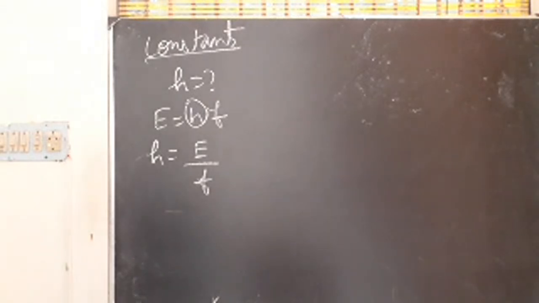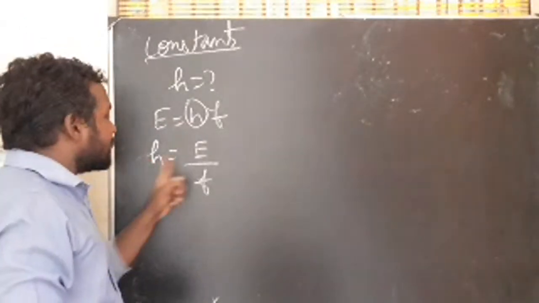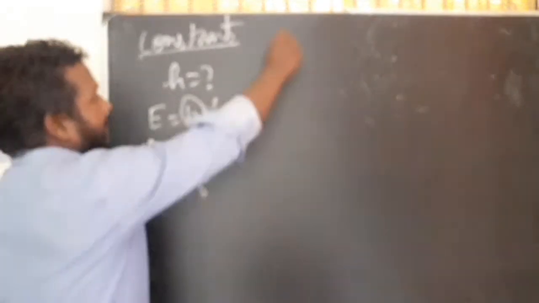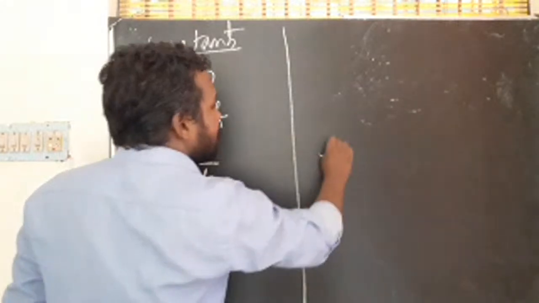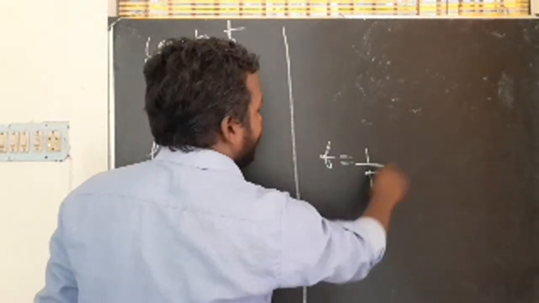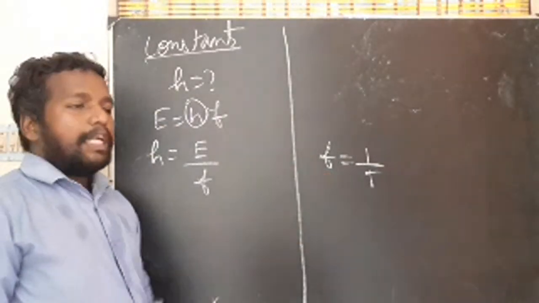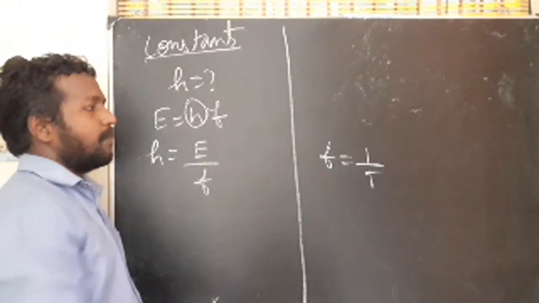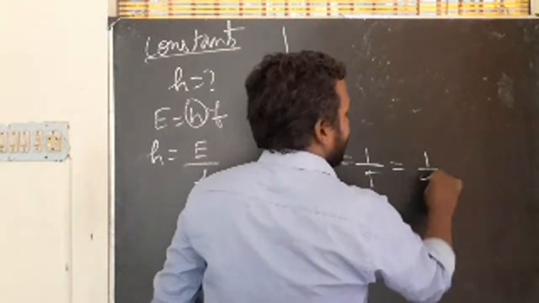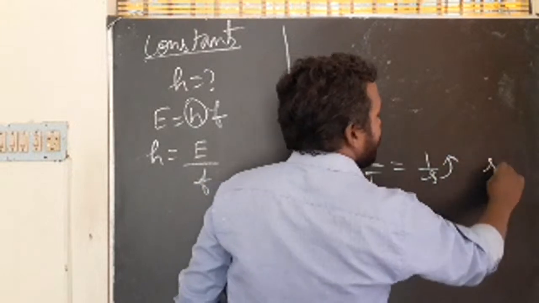Now, we'll be discussing the Planck constant, its SI unit and dimensional formula. The Planck constant is energy divided by frequency, so you need to know what frequency is. Frequency is equal to 1 by time period. Here we will do the frequency unit: 1 by time period means 1 by second. Taking the second from the denominator to the numerator, we get second inverse.